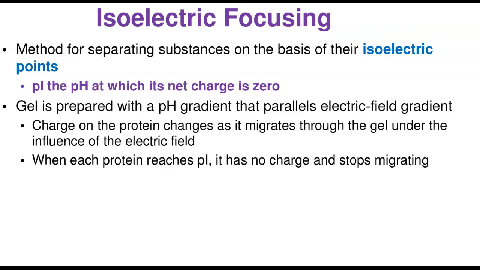Remember, we did this in proteins and in amino acids. Every amino acid has its own characteristic isoelectric point. And using the idea of that pI, you can differentiate different amino acids or proteins in a particular molecule.